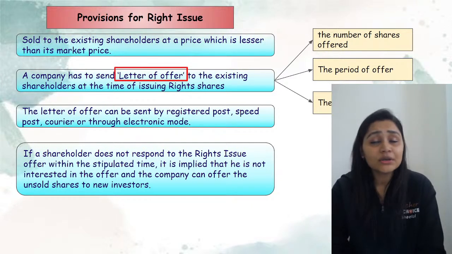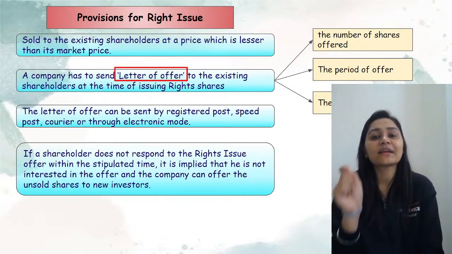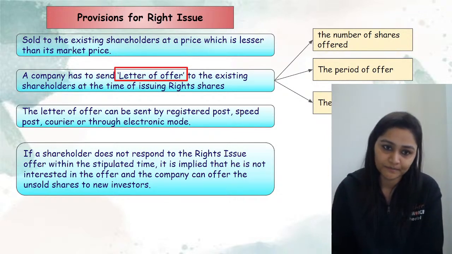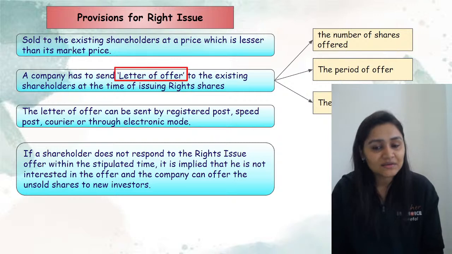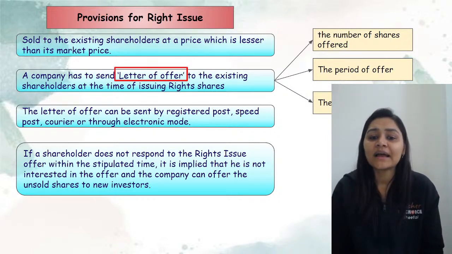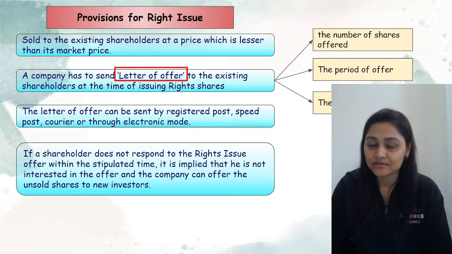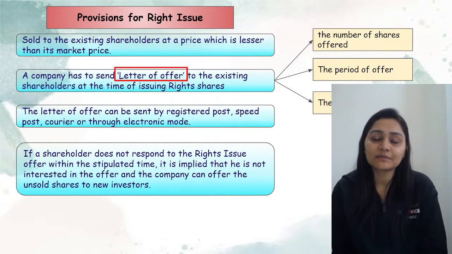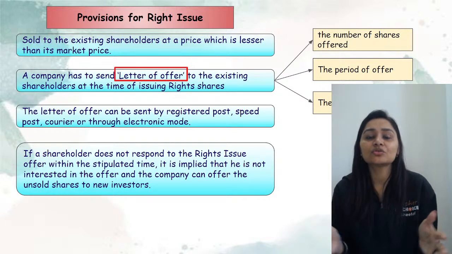Moving ahead, if the shareholder does not respond to the right issue within the given time, the period of offer. So period of offer जो भी है, अगर उस time frame में the existing equity shareholder does not respond, it is understood, it is taken for granted that this shareholder is not interested and the company can offer these shares now to the new investors. तो अगर आपने अपना consent दिया that yes, I am interested in having the subscription for right issue, then pay the amount lesser than the market price and get those shares on your name.